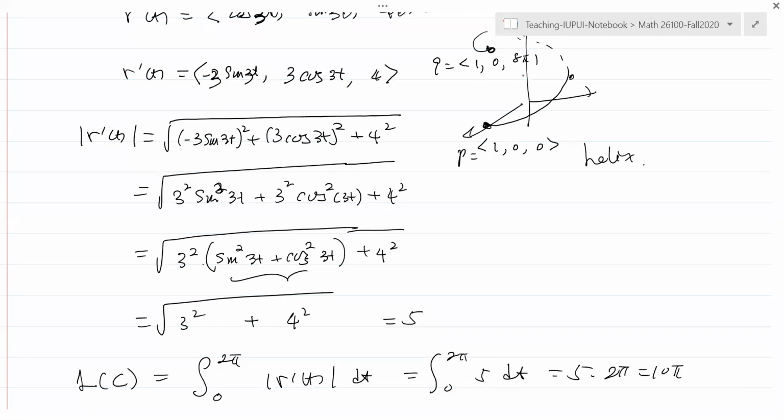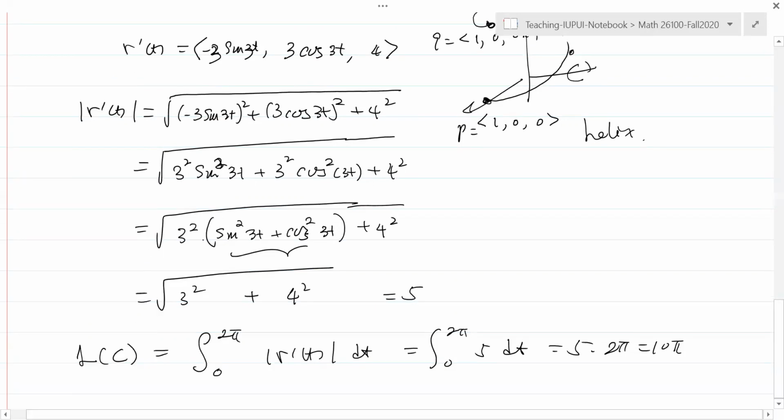So when you look at the answer, you just check whether this makes sense or not. If you get a number less than 8 pi, something's wrong, you have to go back, okay? Because the length of this curve C should be larger than the distance between P and Q, because PQ is a straight line, and the length of this straight line is equal to 8 pi, okay? So I think this is the correct answer.